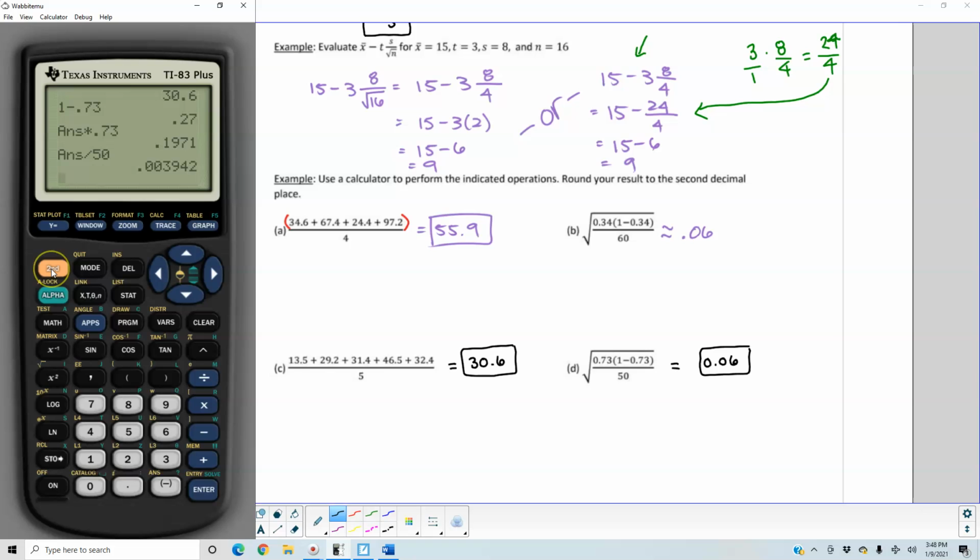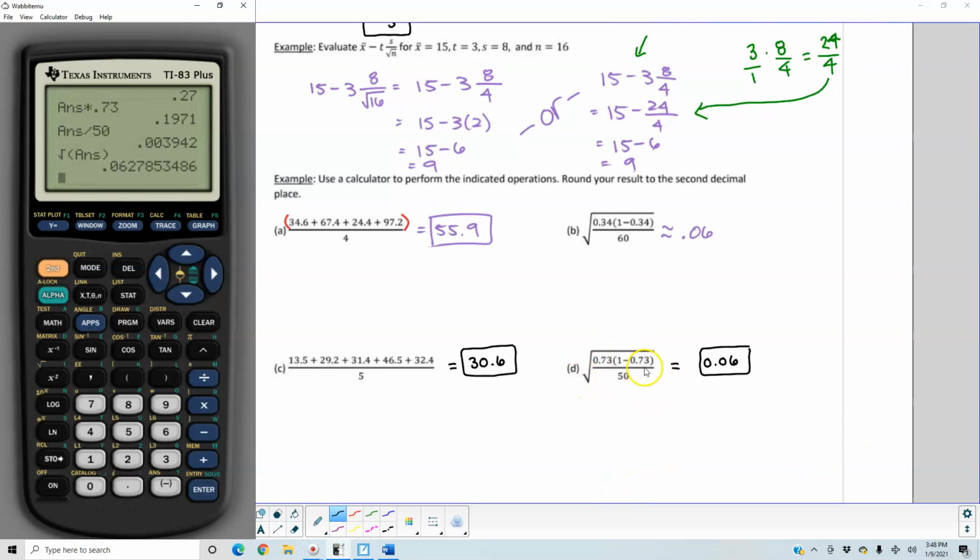So now we're going to take the square root, so second with the square root symbol. And again, if we want to put in the stored answer, the previous answer, we're going to hit second and then hit the answer key and then parentheses, and then we should get 0.06.